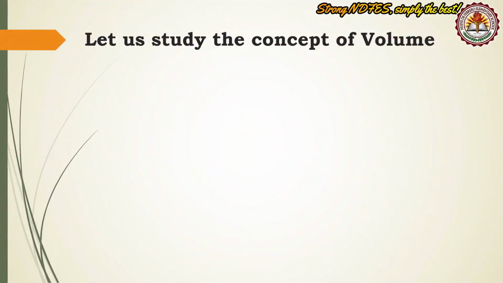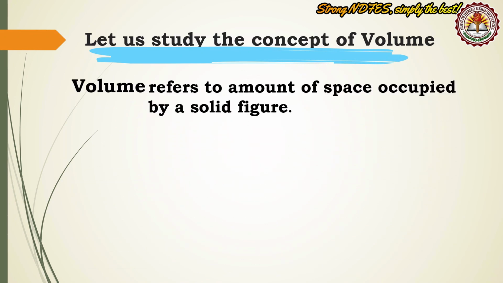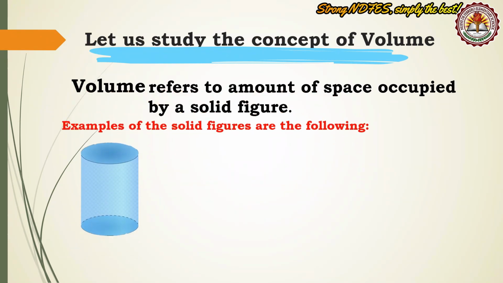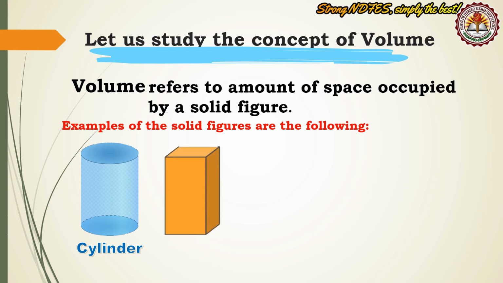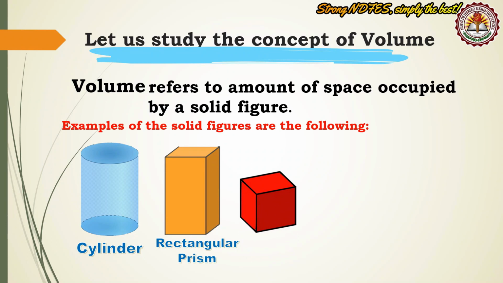Let's understand the concept of volume. What is volume? Volume refers to the amount of space occupied by a solid figure. Look at these examples of solid figures. Do you know each one? What solid figure is this? Very good. This is a cylinder. What about the next one? You are correct. This is a rectangular prism. How about the third one? Nice! This is a cube.